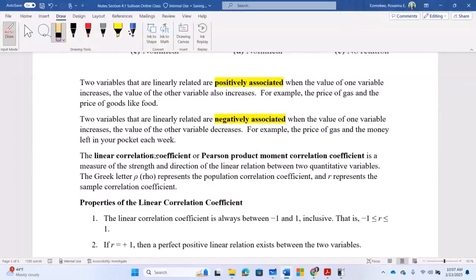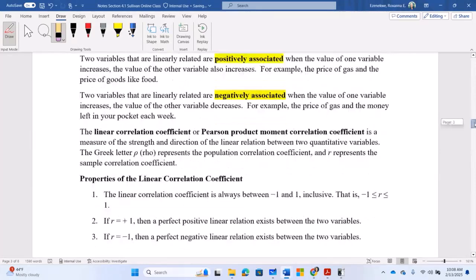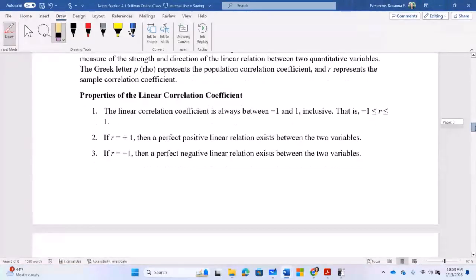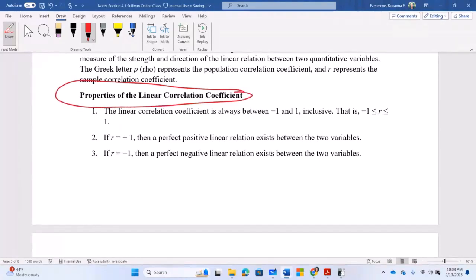The linear correlation coefficient, or Pearson product moment correlation, is called rho. This is for population. And if it is a sample, we will use r. So sample is going to be r, and rho is for population. So we're not going to see rho a lot. These are the properties of rho or r.